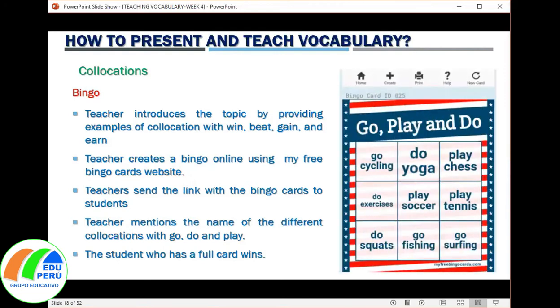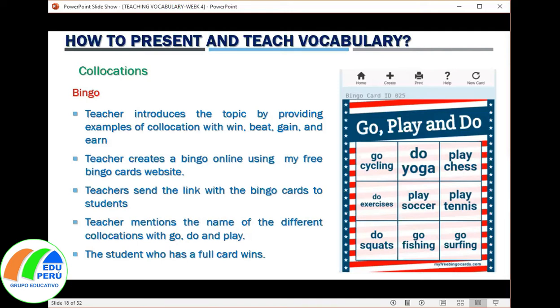So this is one example. And notice this is a bingo card, but it's virtual. It's not printed. As you can see here, you have these icons, no? Home, create, print, help, new card. So this is a bingo, but it's online, no? And here you have the topic that is go, play, and do. Go cycling, do yoga, play chess, do exercises, play soccer, play tennis, do squats, no? Go fishing, go surfing. So you have these ones, okay?